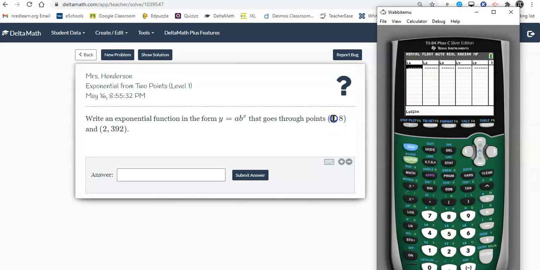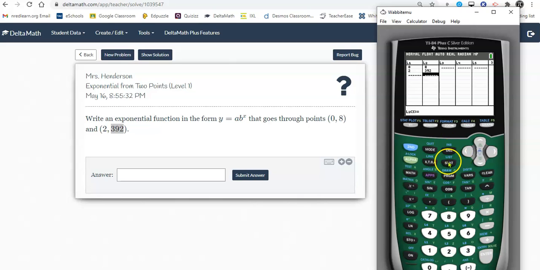So I have 2 points. I have a 0 and a 2. Those are my x values, so I'm going to enter 0 and 2. Those are all my x values. And I'm going to enter all my y values in the right order. 0 goes with 8, and 2 goes with 392. So now our data is complete, and now we have to calculate the exponential regression.